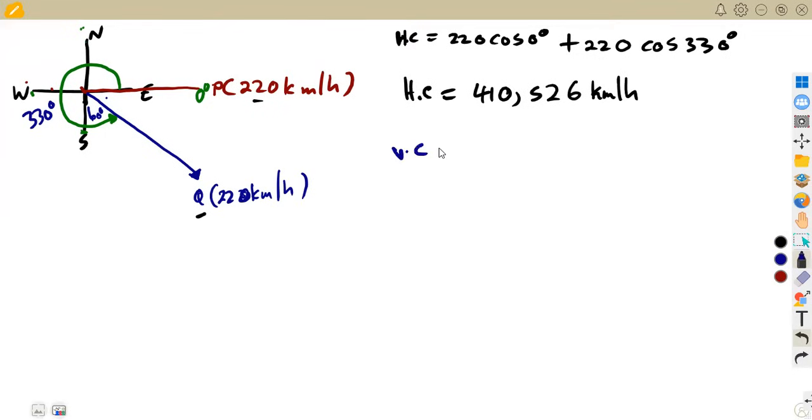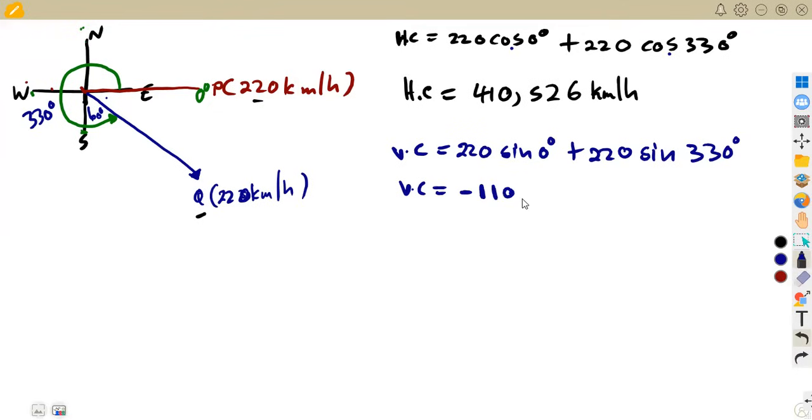Now do the same thing for the vertical component, just use sine here. So you're going to have 220 sine of 0 degrees plus 220 sine 330 degrees in this case. All right, so we've got our vertical component from this calculation, which is going to give us a negative. So it's going to be negative 110 kilometers per hour.